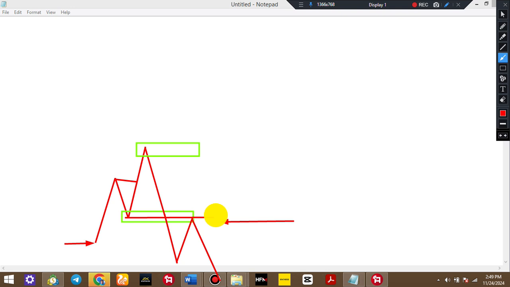Now, when you take your entry at this point, your stop loss is at the top of this zone. Is that clear? Your stop loss is at the top of this zone. Why? Because if price should close above it, it means that breaker block has also been taken out. So whichever way price is going, you should know how to go along with price so that you are not taken unaware.